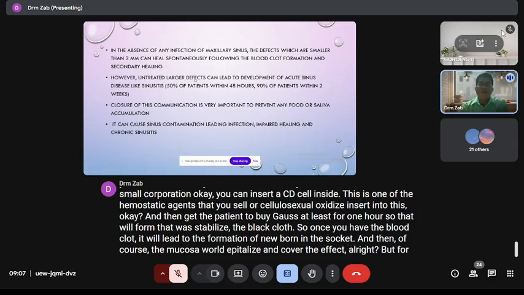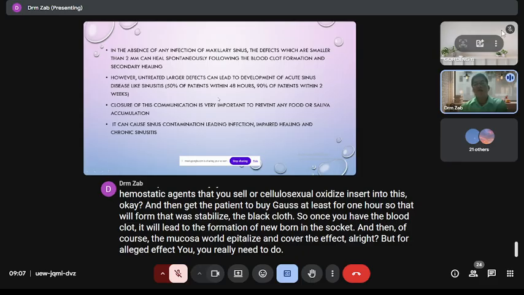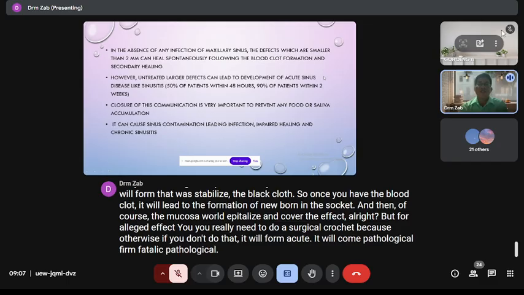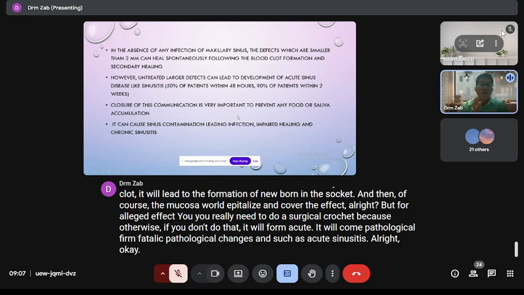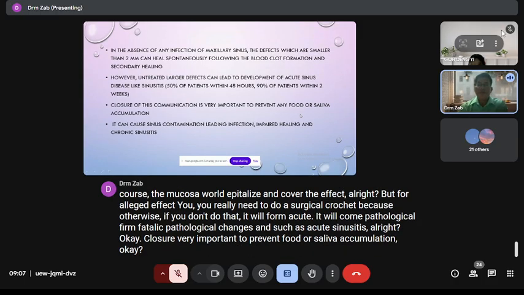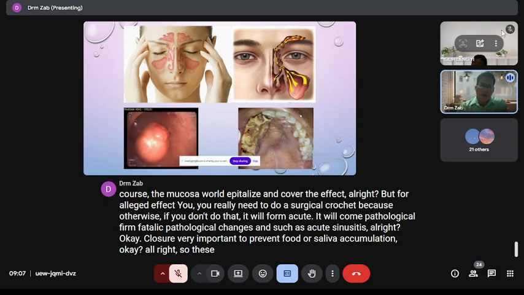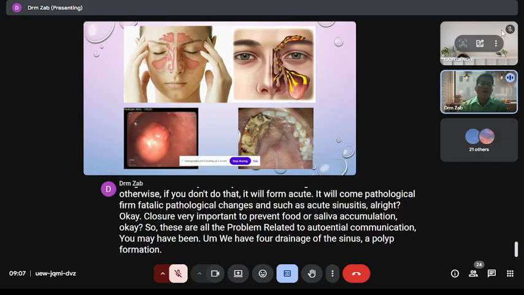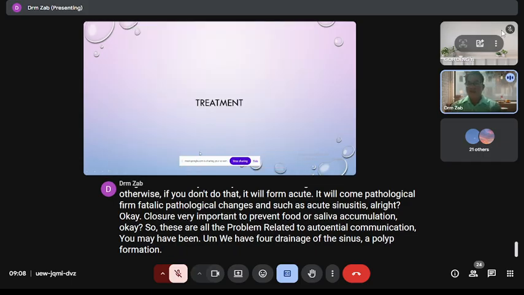All right, but for a larger defect, you really need to do a surgical closure, because otherwise, if you don't do that, there will be pathological changes such as acute sinusitis. All right. Okay. Closure is very important to prevent food or saliva accumulation. Okay. All right. So these are all the problems related to oro-antral communication. You may have pain, you may have poor drainage of the sinus, polyp formation, oro-antral polyp formation. Yeah? Okay.